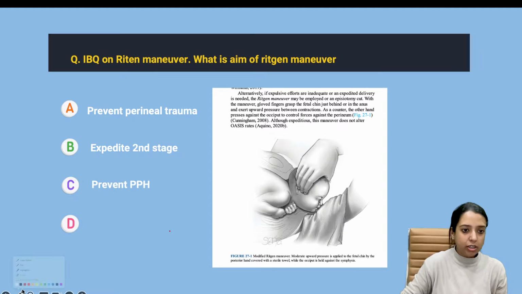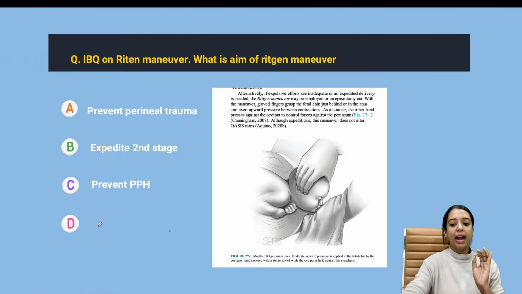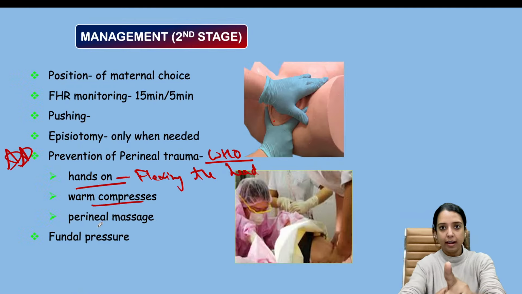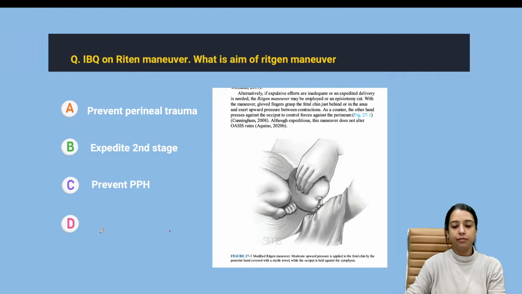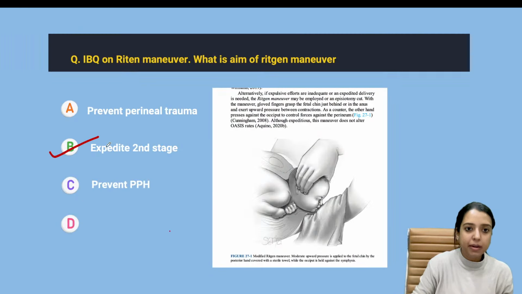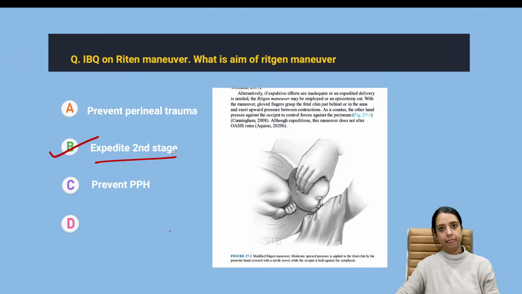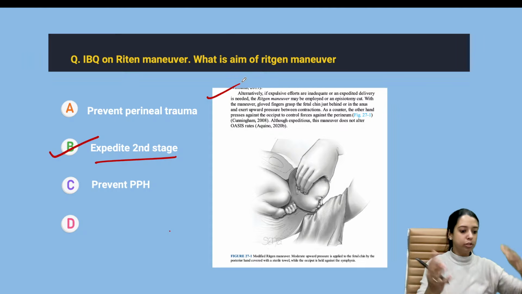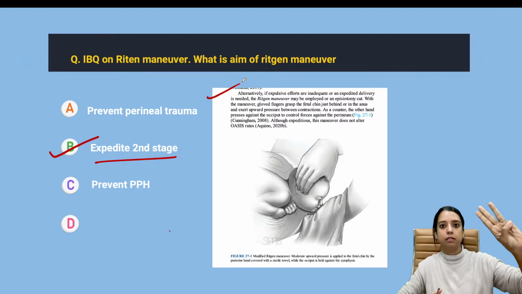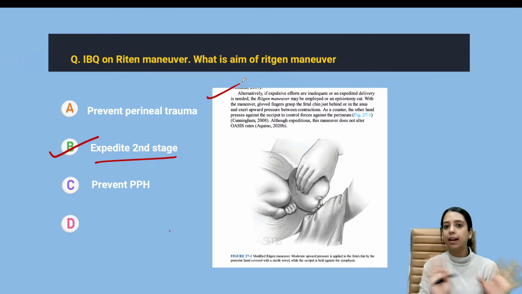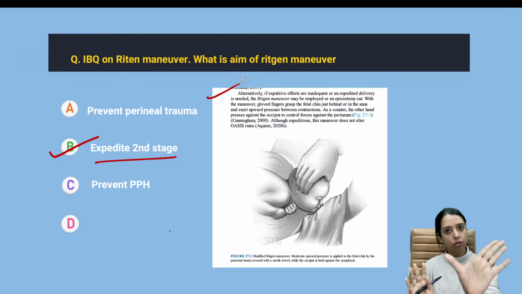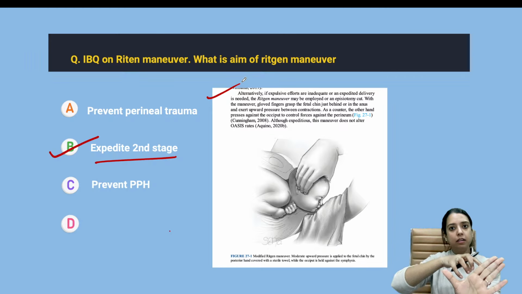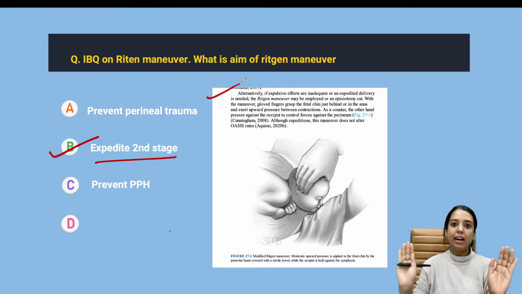For perineal protection, WHO has given you hands-on technique. This is different. Hands-on is different. Ritgen's is different. Ritgen's का काम है expedite the second stage. I have taken this from latest Williams. Ritgen's में you pull the baby out. When the mother is not pushing, you pull it out. Perineal protection के लिए WHO has given 3. Don't add 4th from your side. They have not given Ritgen's. Hands-on for flexing the head, warm compresses and massage.